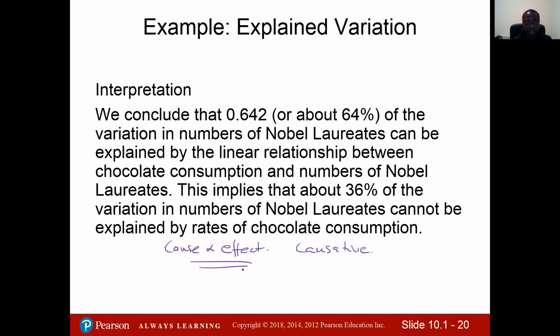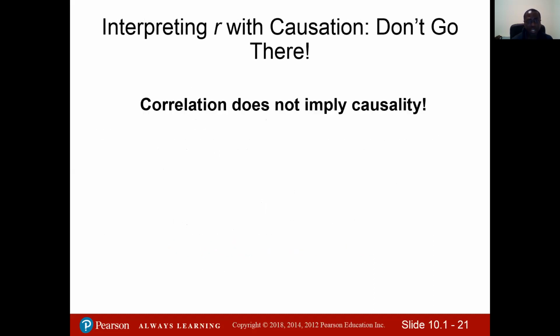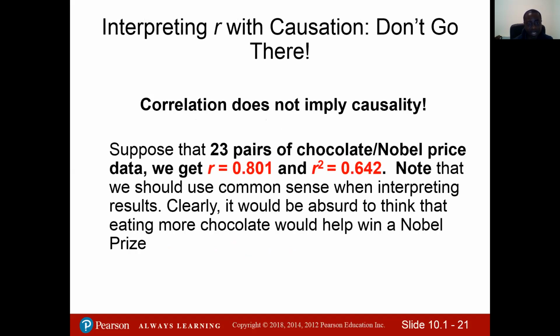Okay. Now, this is what we're talking about. It's not causative. That means that if I have these 23 pairs, and R squared is calculated, we know that we use common sense when interpreting the results. Clearly, it would be absurd to think that eating more chocolate will help you win the Nobel Prize. Right? So you've got to be careful how you interpret. Sometimes we use common sense and statistics.